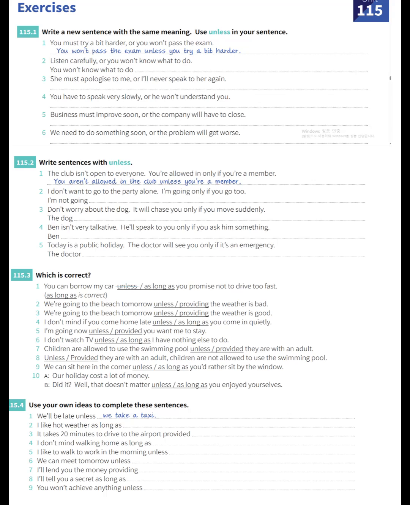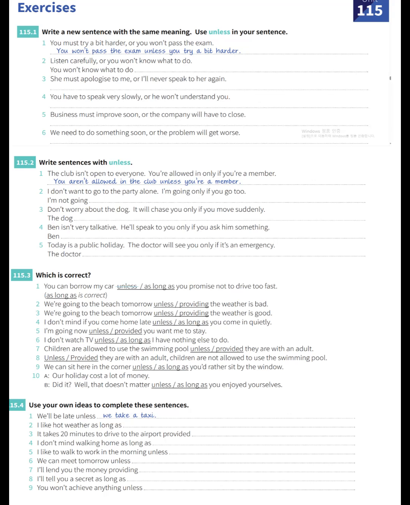And then it says, today is a public holiday. The doctor will see you only if it's an emergency. The doctor won't see you unless it's an emergency. So the doctor won't see you unless it's an emergency.